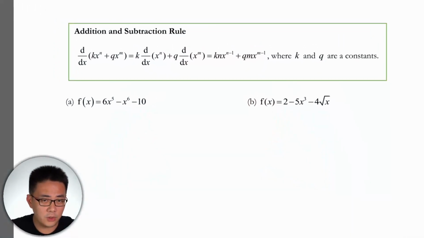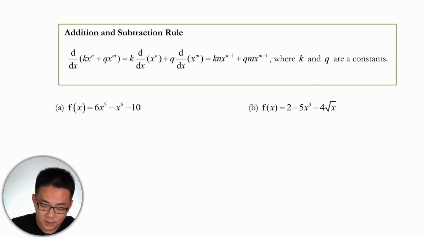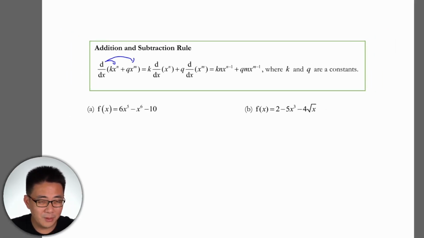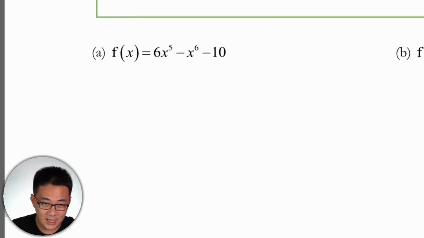Alright, students, let's look at this question here, which is on differentiation and the addition and subtraction rule. This is what we call the addition and subtraction rule, but it's nothing much. Basically, it just means that it will be distributed. If you want to differentiate kx^n + qx^m, where k, n, q, m are all constants, you can just separate them out like that. It looks complicated, but actually it's really not. So let's see how we can do the first one.